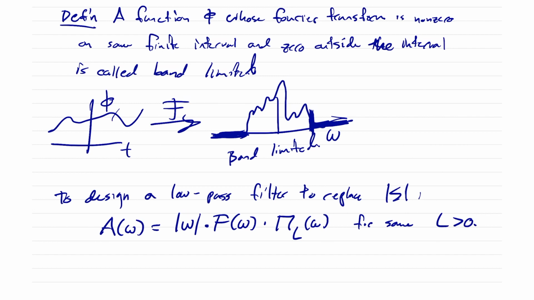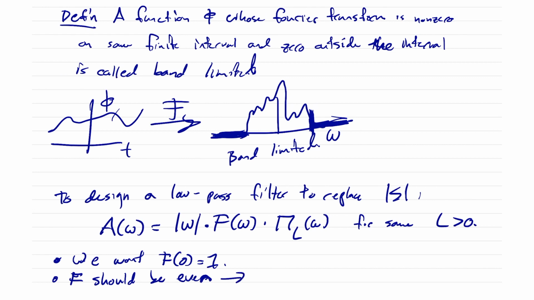Typically we're also going to want to keep some nice properties about the function. So we want f of 0 to be 1, and also we want f to be even. By selecting f even, that basically means that the inverse Fourier transform of this function A, phi, is real valued.